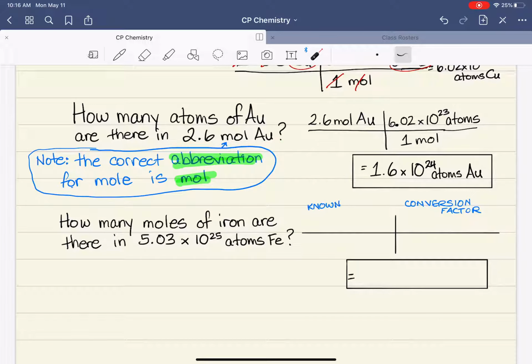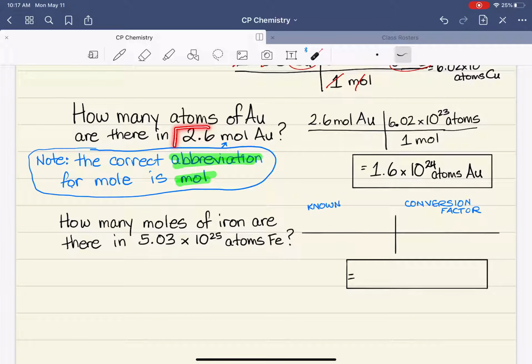I want you to note here that the correct abbreviation for mole is mol. I don't make this stuff up. This is really the truth. Yes, it only saves us the letter E. The reason why it's incredibly important to remember is it's easy to look at this and think that you're talking about molecules. That is not the case. Mol is the abbreviation for mole. Okay, back to our problem.